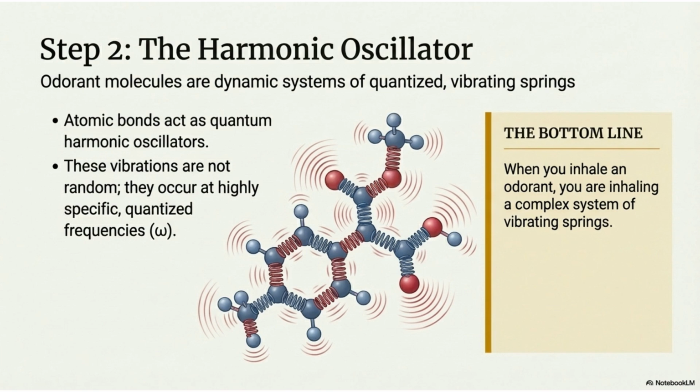Step 2 is the harmonic oscillator. Odorant molecules are dynamic systems of quantized, vibrating springs. Atomic bonds act as quantum harmonic oscillators. When you inhale an odorant, you are inhaling a complex system of vibrating springs at specific, quantized frequencies omega.